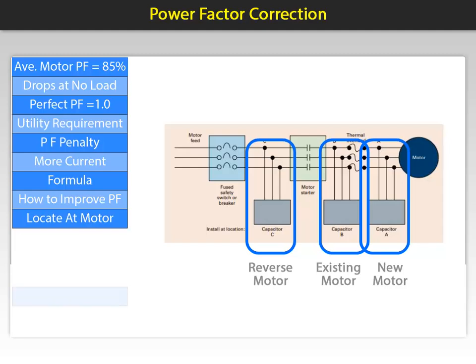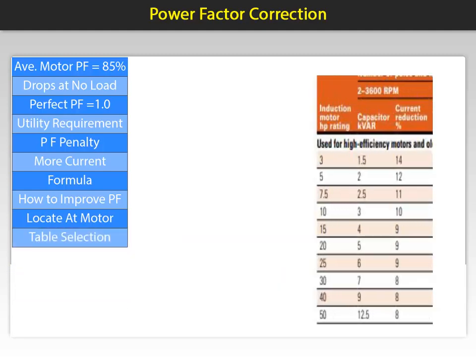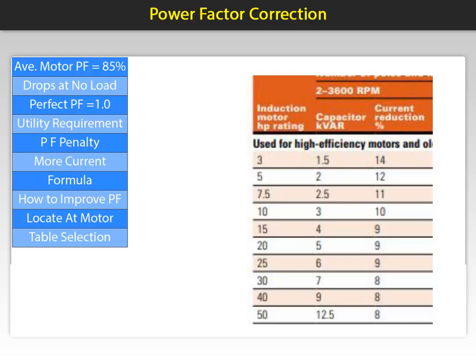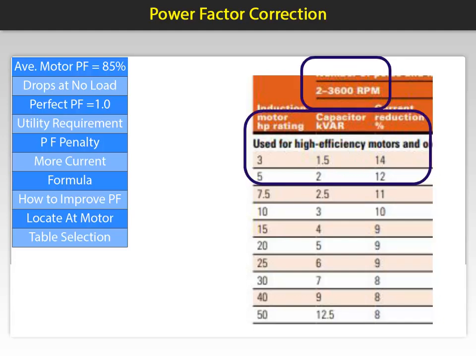Capacitor manufacturers provide tables to select the capacitor based on motor horsepower and speeds. Here is an extract from a table showing motor speeds of 3,600 rpm. Note the columns for horsepower, kVAR and percent correction.